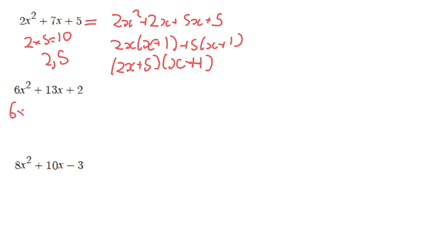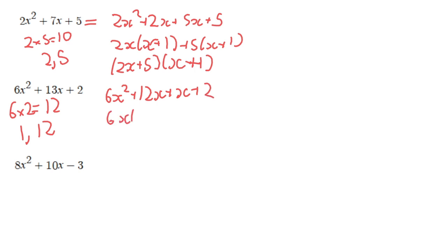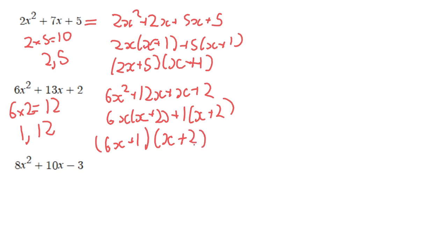Here, 6 times 2 equals 12. Something that multiplies to 12 and adds to 13 would be 1 and 12. So then you can split that up into 1 and 12. So you would get 6x squared plus 12x plus x plus 2. Then you take out a 6x here, to get x plus 2. And then you would take out a 1 here because this is already x plus 2. So you just take out a 1, or you don't have to write that. You just have to know in the end that you do 6x plus 1 and then x plus 2. And that would be the answer.